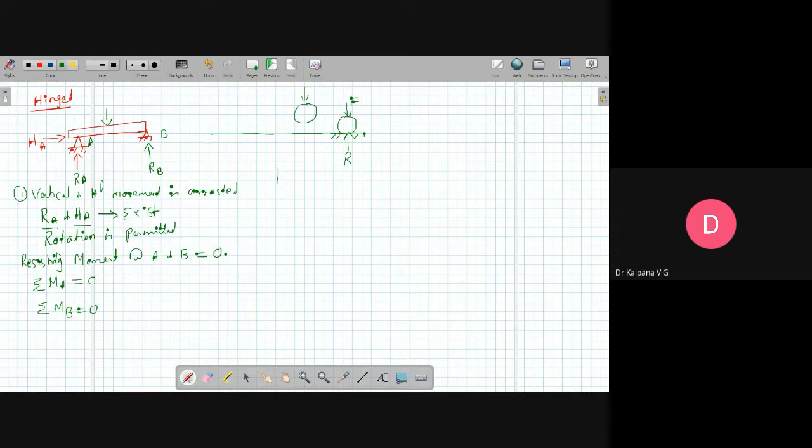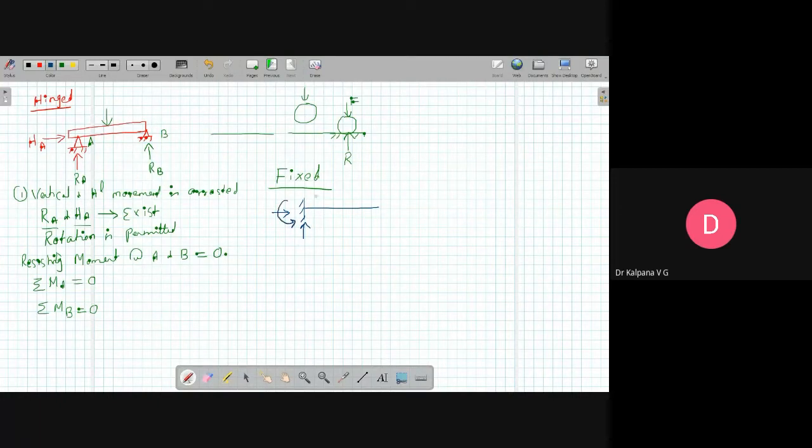While coming to fixed support, the diagrammatic representation of fixed support will be like this. In case of fixed support, from the name itself we can say it won't allow the vertical movement as well as the horizontal movement as well as the rotation. So both translations as well as rotation are restricted. Hence you will be having all three unknowns, right?